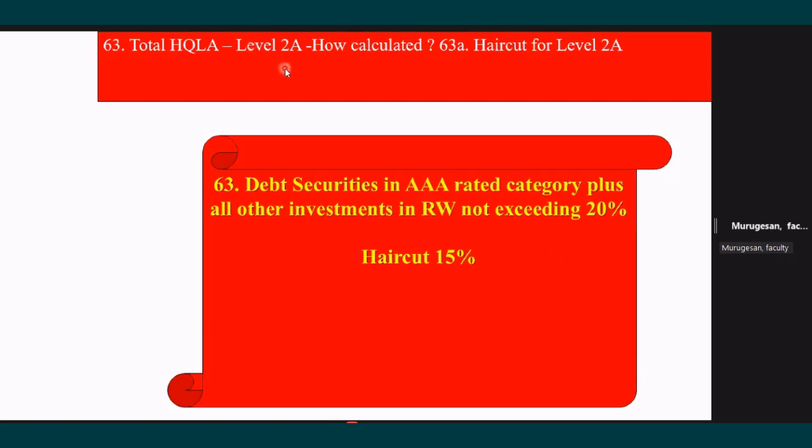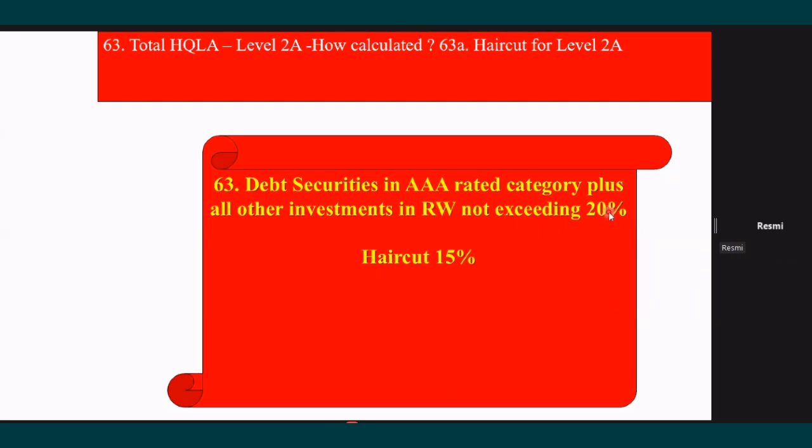You can recognize them. That line is there now. All other investments not exceeding 20%. Yes, that they will give specifically, madam. Supposing commercial paper in a AA rated company, that is beyond 2030, so you cannot recognize under level 2A. You have to recognize under the next level 2B. That 2B you can recognize, but the haircut will be a little more. Agreed. So up to 20.